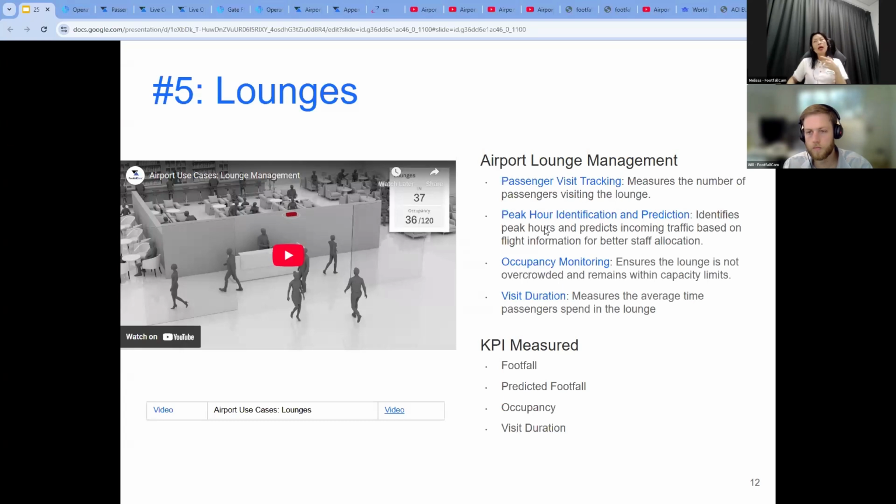We also forecast the upcoming peak hours based, again, on flight departure schedules, allowing you to predict the lounge traffic and allocate staff more efficiently. This applies not only to the standard lounges but also to the premium lounges, where usage data can justify the service level and support operating and planning. The KPIs measured would be the total lounge footfall, the predicted footfall based on upcoming flights, real-time occupancy levels, and visit duration per passenger. With this data, airport managers can ensure a premium experience, maintain the service SLA, and plan resources with data-backed foresight.